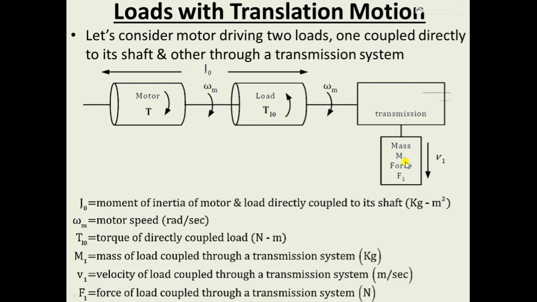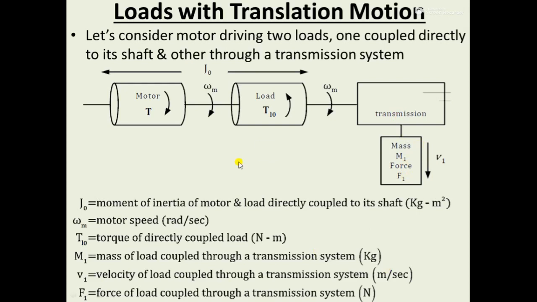So in this scenario there are two loads, one having rotational motion and the other having linear motion. M1 is the mass of the load coupled through a transmission system, F1 is the force of the load coupled through this transmission system, and V1 is the linear velocity of the load coupled through this transmission system. This will be very much like a hoist operation.